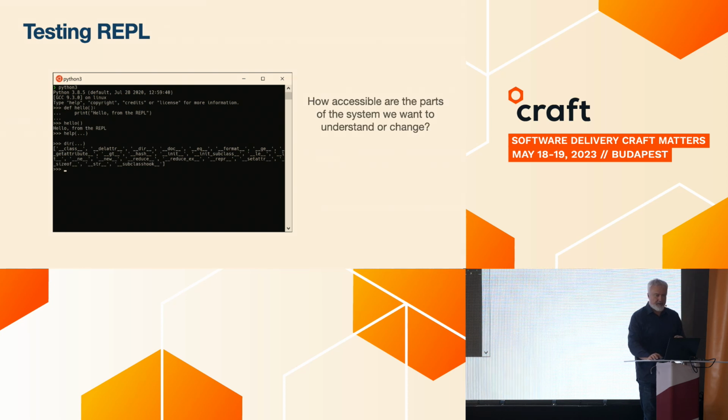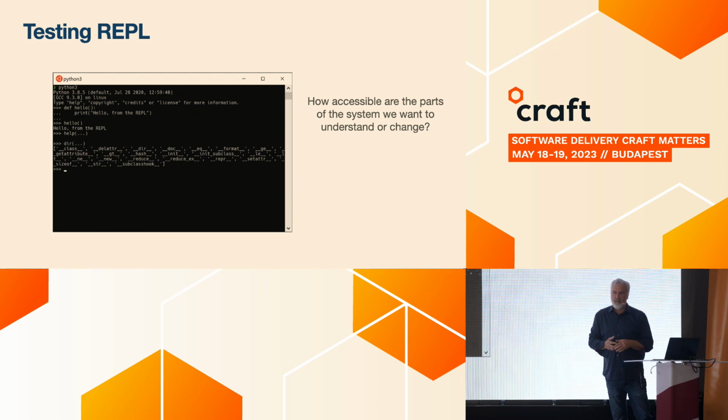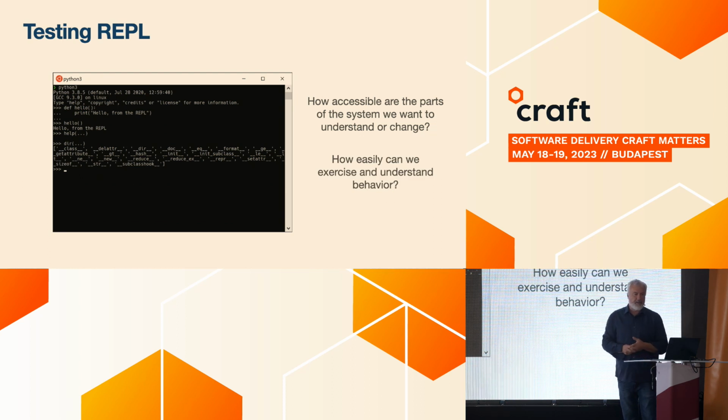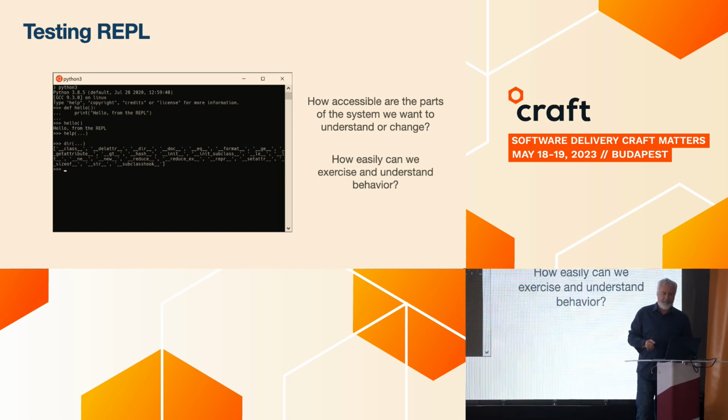So the big question becomes, how accessible are the parts of the system that we want to understand or change? Can we easily load them up in the REPL and do things with them? And then we also ask, how easily can we exercise and understand the behavior of the system? There are a lot of sub-questions that come with these questions, in order to see how to facilitate the best kind of rapid work by interacting with the system.